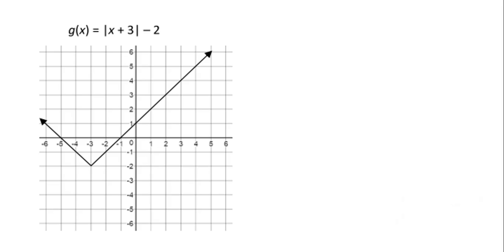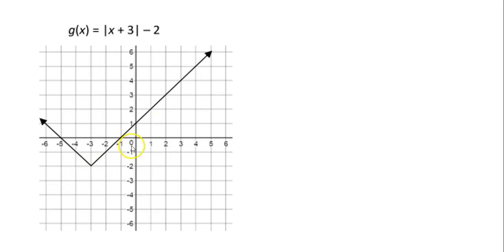So here's another absolute value function. How do I know it's an absolute value function? It has the absolute value bars there. So we have g of x equals the absolute value of x plus 3, and then minus 2. Again, we can plug in whatever we want for x and we'll get certain things out.